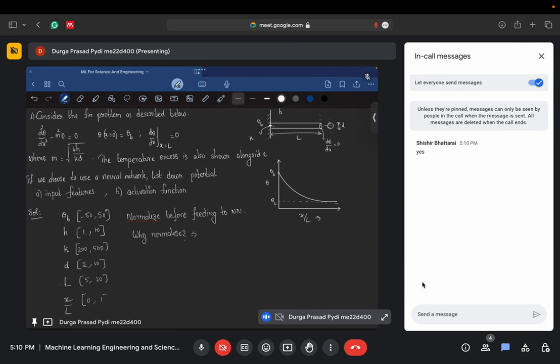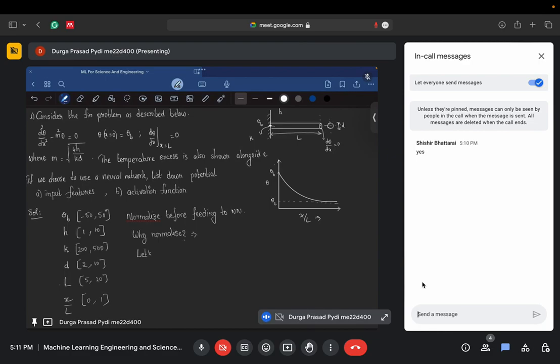Since each of them belongs to different ranges, what would happen with the neural network if we use these ranges directly? Okay, let me give you a little more hint. Let us also for now fix that I will be using a particular kind of activation function. Let's say I will use a sigmoid activation function.